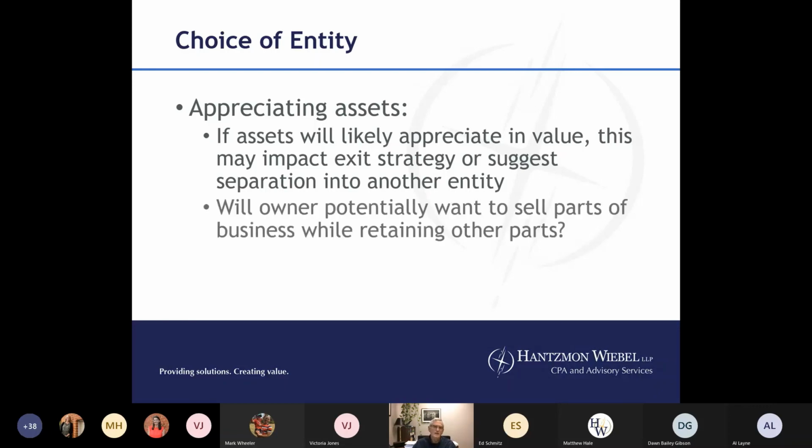A variation of that is, will I sell certain parts of the business while retaining others? Maybe I will sell off a division but not sell off the entire business. So again, this is another factor where you really need to get out your crystal ball some when you sit down with the client and say, how are you going to get out of this thing? It does really begin to impact it.